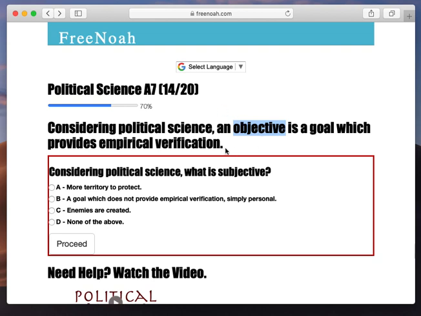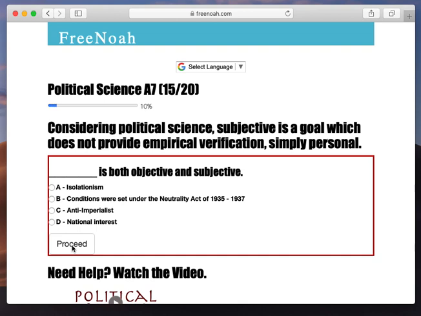Objective is obviously something that provides empirical verification. You don't want others to come and conquer, and you don't want your citizens to overthrow your government. Okay, so that's basically empirical verification. That's basically an objective. Okay, now considering political science, what is subjective? So we're still maintaining our focus here on our national interests. So, considering political science, subjective is a goal which does not provide empirical verification, it's simply personal.